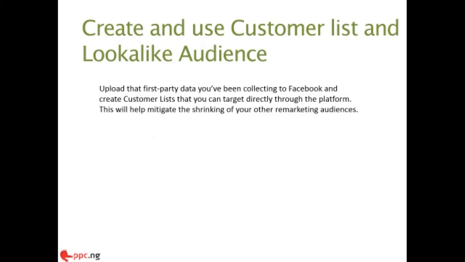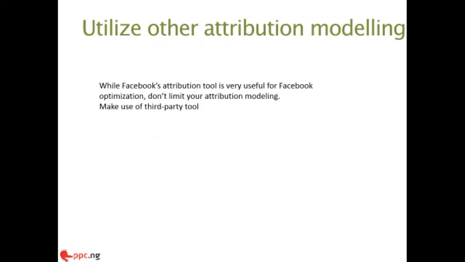Okay, so once you have this data, what do you do? You create a customer list or a lookalike audience of it, and that's the essence of it at the end of the day. Also, you utilize other attribution modeling, like I said earlier. This is the best time for you to take a look at other attribution tools. Of course, we know that the attribution tool on Facebook is very useful, but you don't want to limit yourself to that. Now you want to make use of a third-party tool so that you don't miss out on any data you've ever wanted to gather on your algorithm or on the platform.